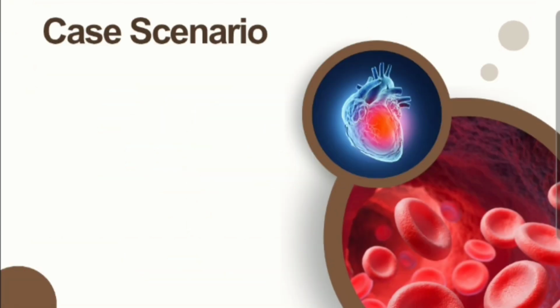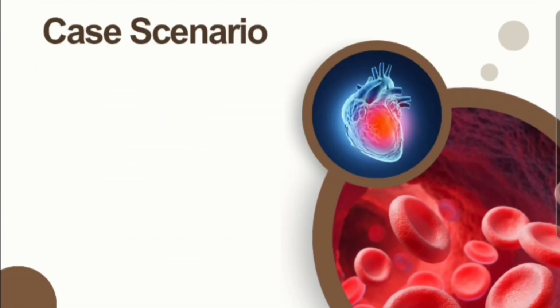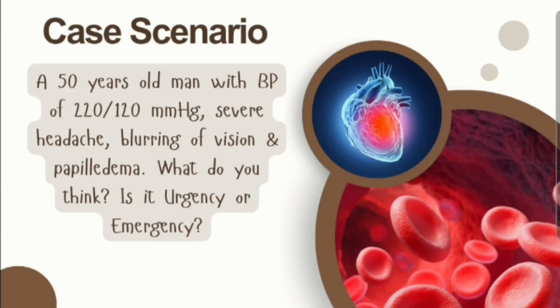Last but not the least, case scenario. A 50-year-old man with blood pressure of 220 by 120 millimeter of mercury, severe headache, blurring of vision, and papilledema. What do you think? Is it emergency or urgency? Correct. It is hypertensive emergency.